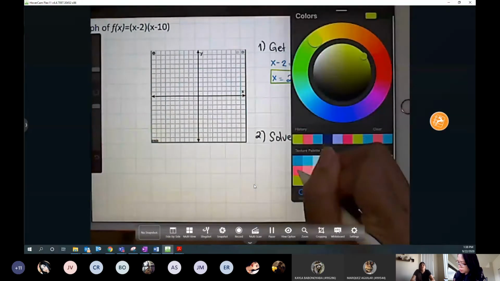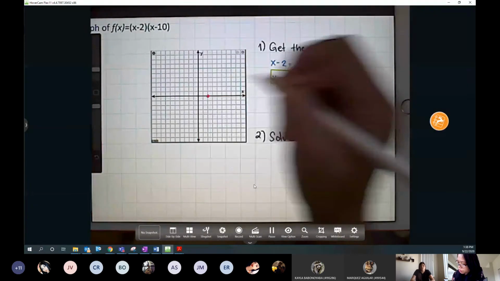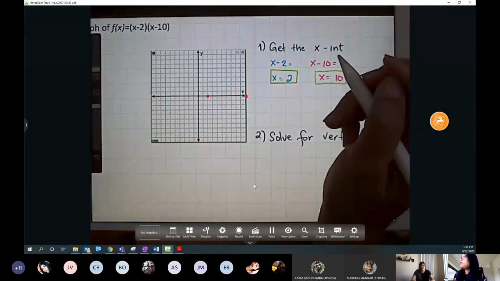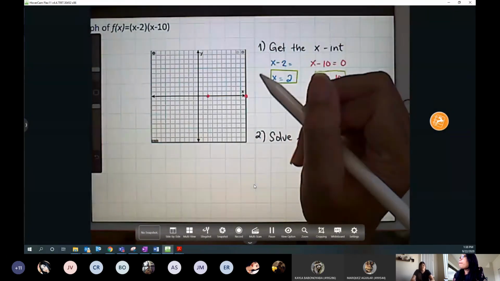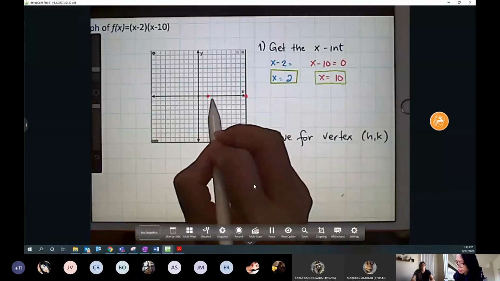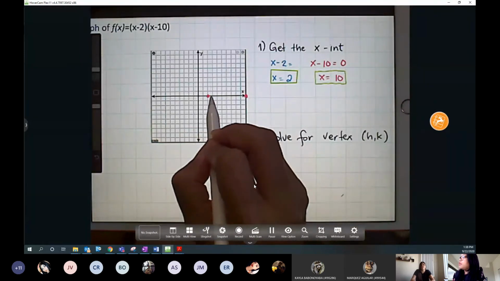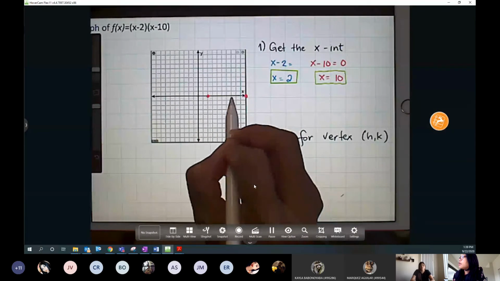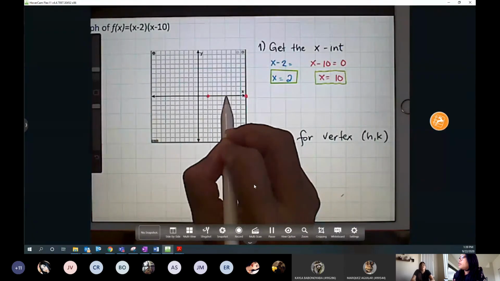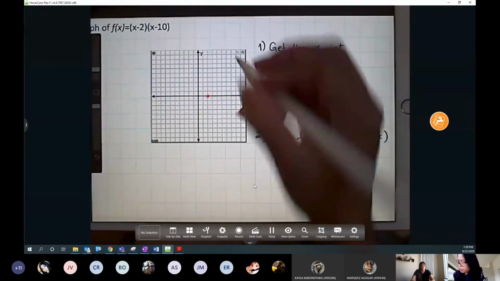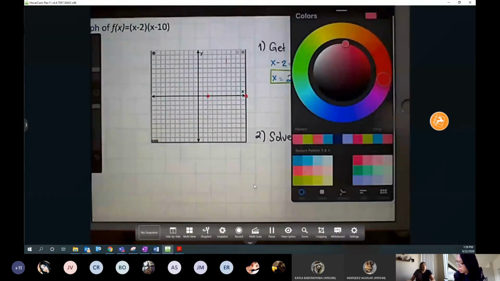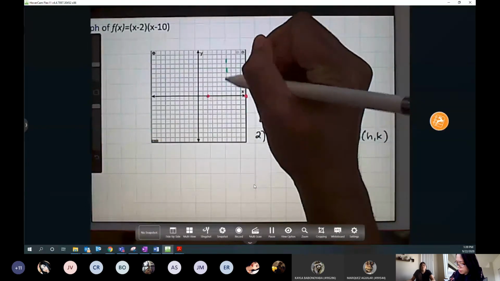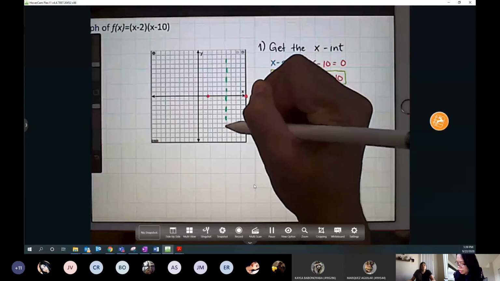We can already graph them. 2 and 10. 10 is right here. Okay, so halfway would be counting how many spaces in between. And counting it is 8. So half of 8 would be 4. 1, 2, 3, 4. So this would be our line of symmetry. Line of symmetry is very important.